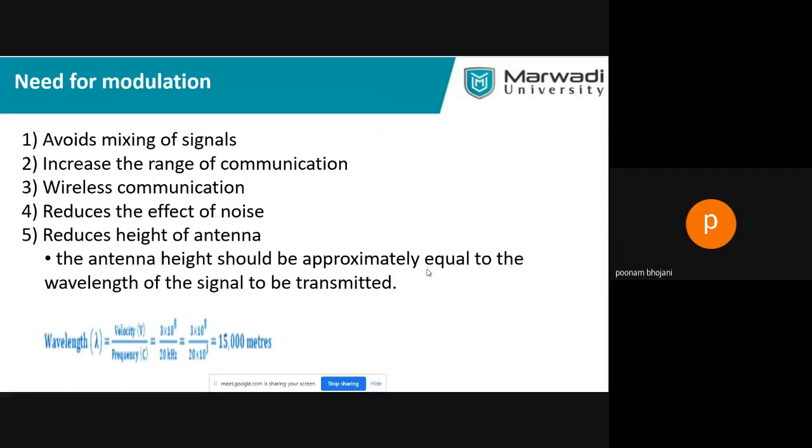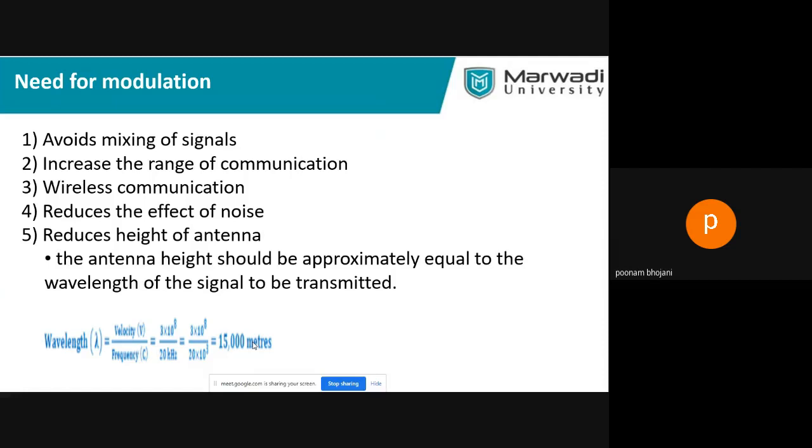So we all know that lambda equal to v by f, that is velocity by frequency. So velocity of light, if you consider, is 3 into 10 raised to 8 meter per second, and frequency, in the first example, we are taking as 20 kilohertz. Then the calculation says that your wavelength will be 15,000 meters. And if height of antenna is lambda by 4, then it will be 15,000 by 4 meters.